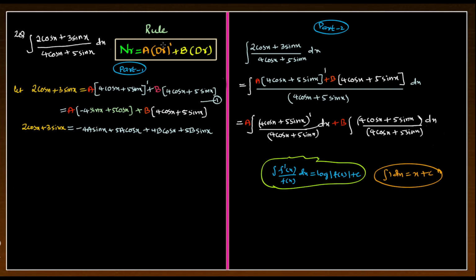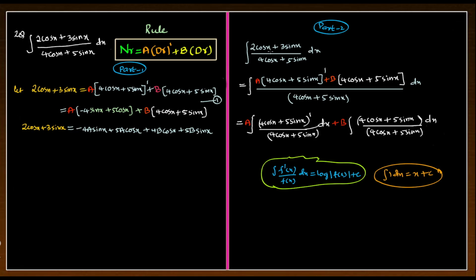So here total two parts are there. In part 1, we have to find the values of A and B, where NR is converted with the help of DR using A and B. That is part 1. There we have to find the values of A and B. In part 2, again we have to write the question after finding the values of A and B. We have to use some formulas of basic integration. Then we have to integrate the given question.